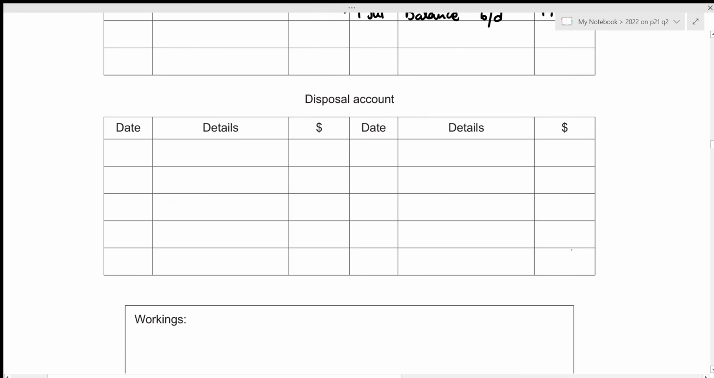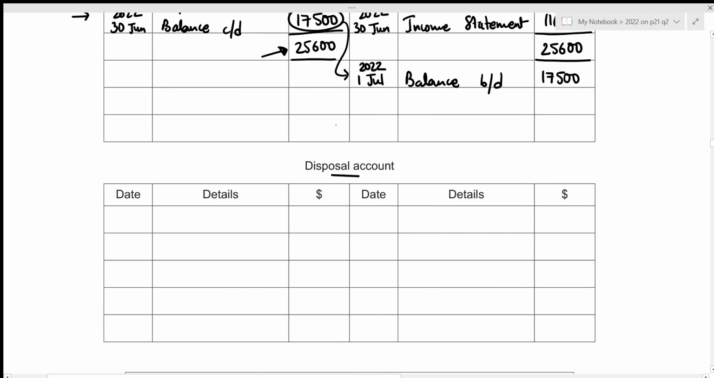Now we have our disposal account. So disposal account only records the asset that we're getting disposed of, right? And remember that whenever we're preparing a disposal account, we start with the cost of the disposed asset. And in this case, we are disposing the delivery vehicle 1, right? And its cost should be recorded on the debit side. And the date will be the date of disposal, which is 2021, 1st October.